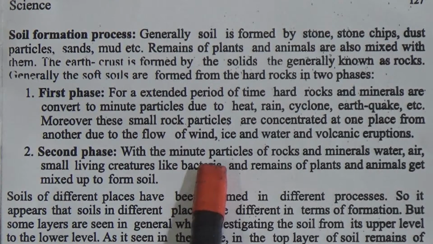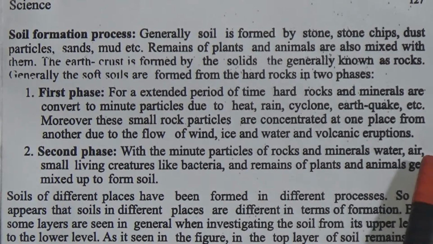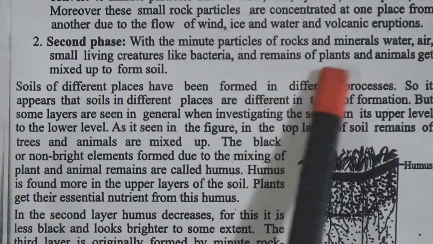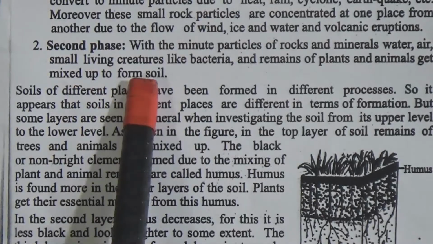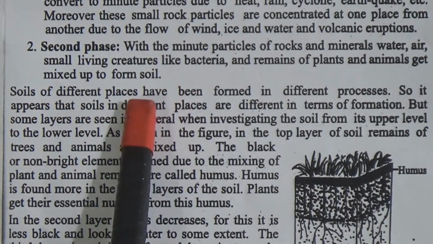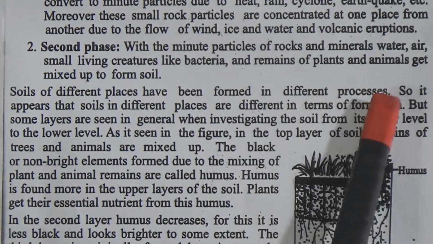Now, second phase. With the minute particles of rocks and minerals, water, air, small living creatures like bacteria, and remains of plants and animals get mixed up to form soil. Soil of different places has been formed in different processes.